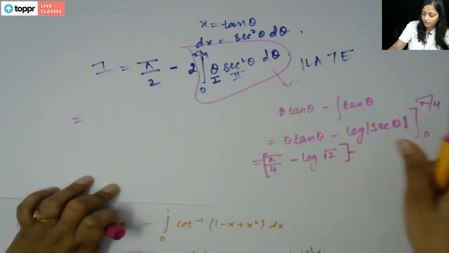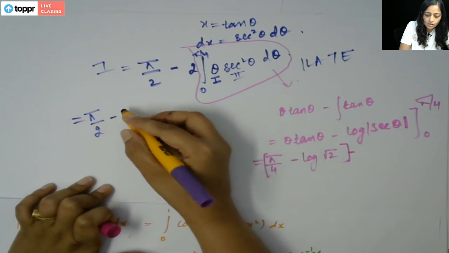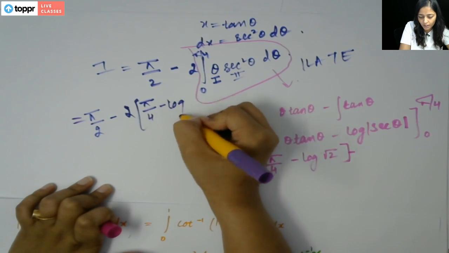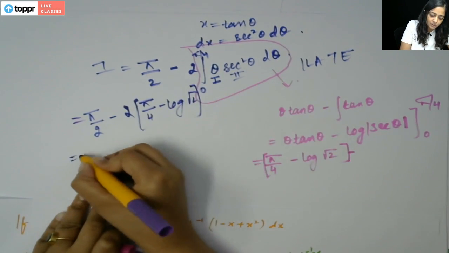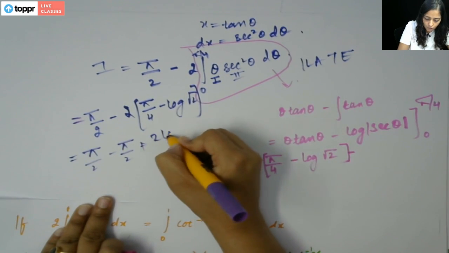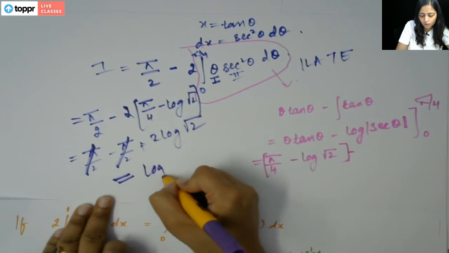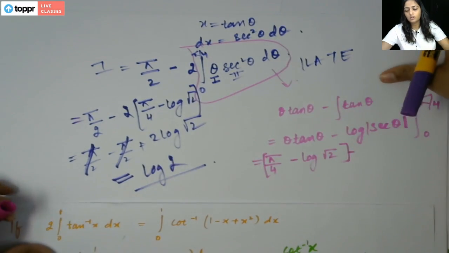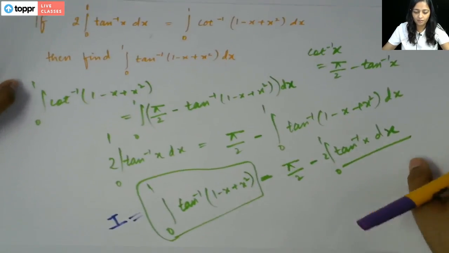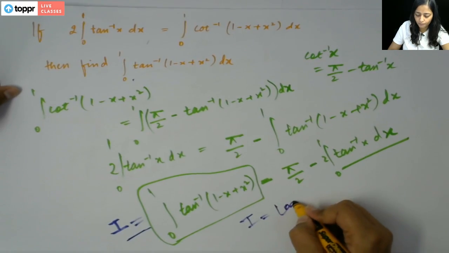So if I write it here, we get pi by 2 minus twice of pi by 4 minus log of under root 2. So this is pi by 2 minus pi by 2 plus twice of log under root 2, and this would get cancelled and we will get log 2. So we have finally found the value of this integral, which we have taken to be I. So our I is equal to log 2.